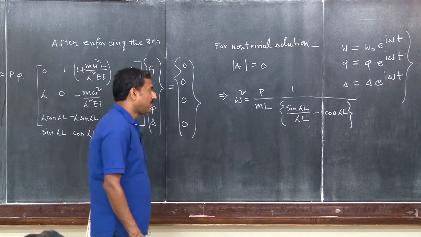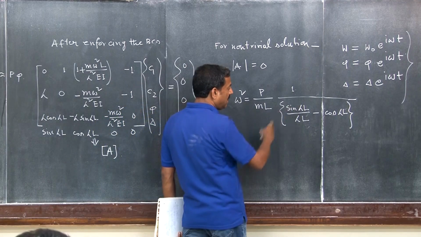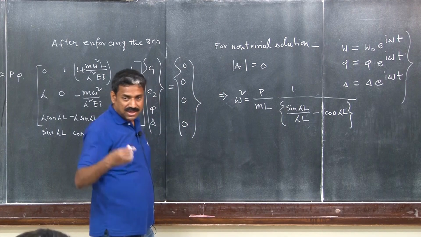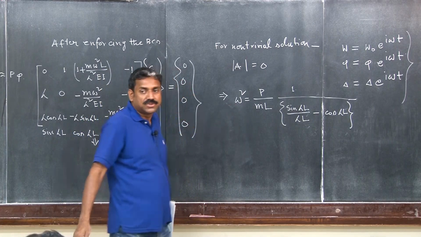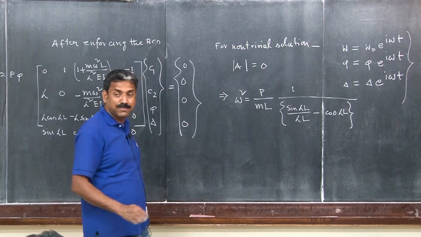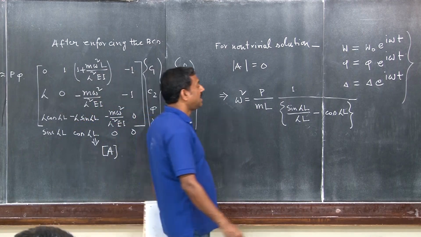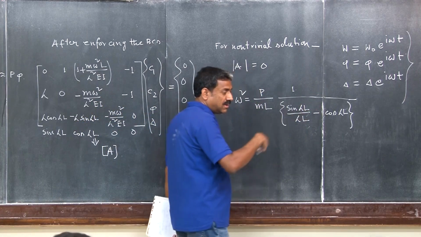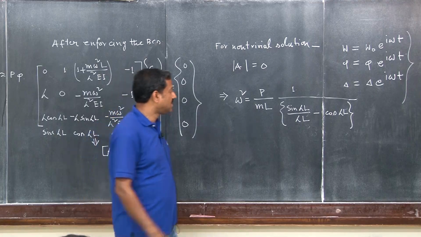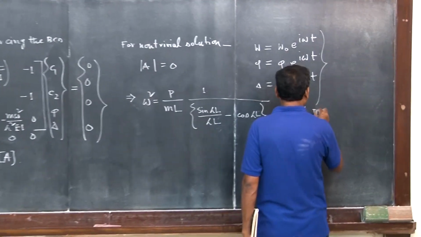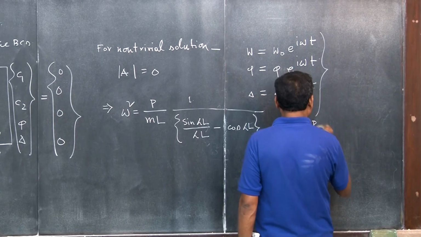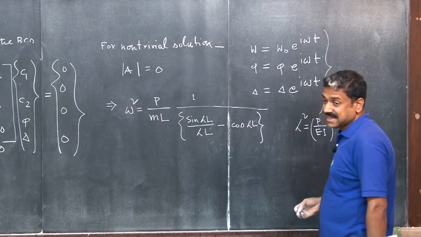Now omega depends on what? The axial force, that is the follower force magnitude P. The square of the natural frequency of vibration will depend on the axial force, because lambda square is nothing but P by EI. So let us see how omega square changes, right?